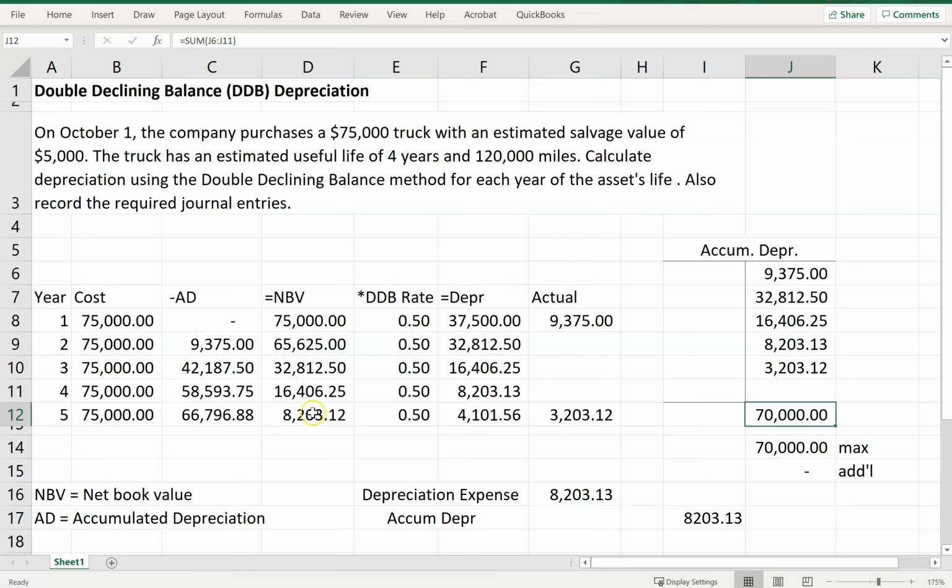So in the final year of the asset, just take whatever's left. Make sure you don't depreciate below salvage value. Leave yourself whatever your salvage value is. So you can see, although our cost was 75,000, our salvage value is 5,000, and we left ourselves that space. So in the final year, our journal entry will be debit depreciation expense of 3,203.12 and credit to accumulated depreciation of 3,203.12. Okay, team, that was it. That's the most fun one. I hope you had as much fun as I did.